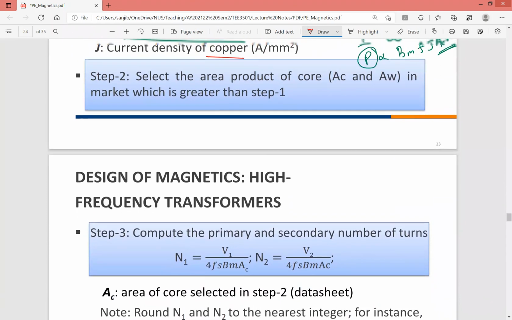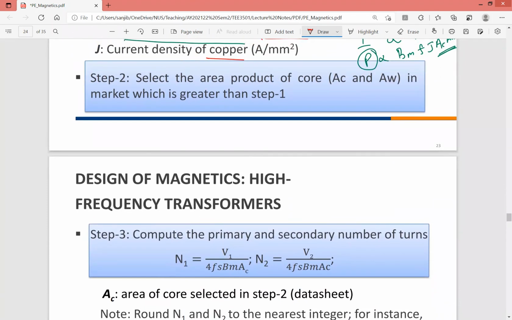Next thing we try to find is the number of turns on the primary and the number of turns on the secondary side. And that is given by this formula. It depends on the primary one voltage and primary two voltage of the transformer, right? What voltage you want on the primary and secondary. If you know that, based on that, you can use the formula here. All the other things are known: Fs, Bm. So if you know these quantities, then you can find the number of turns.